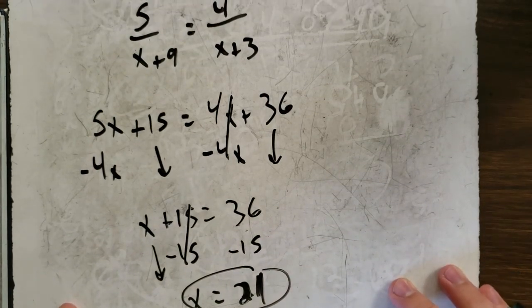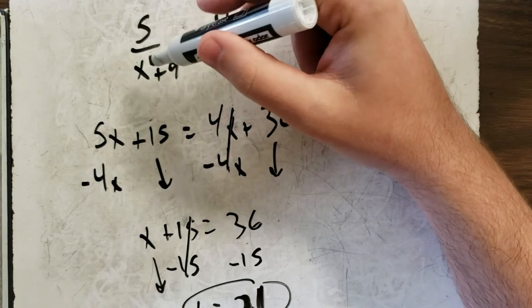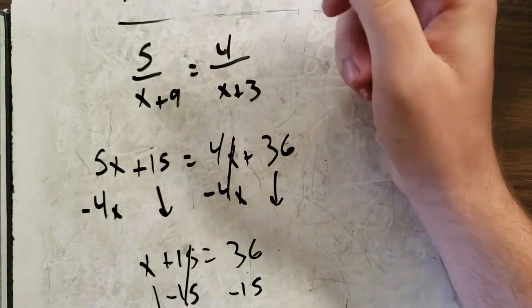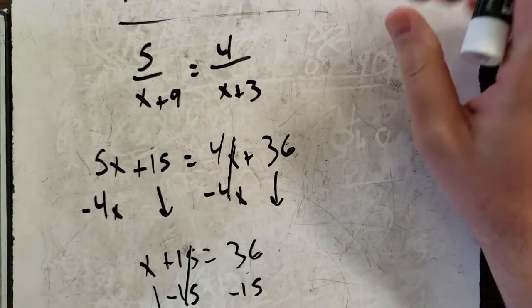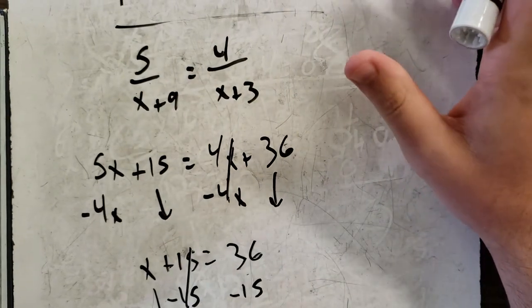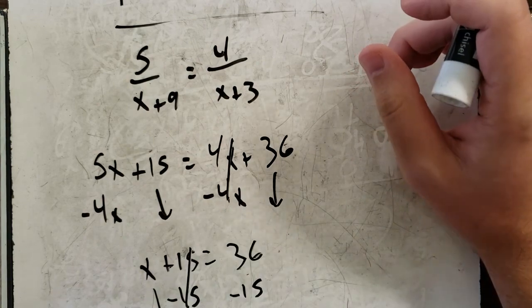So once again, if you have something like this where it has an x or letter plus a number on either side, all I have to do is distribute it on both sides. All right, not too hard. Things are pretty easy. The word problems are easy as well. Don't freak out over this. And that's proportions.